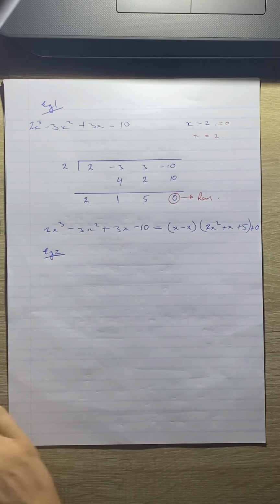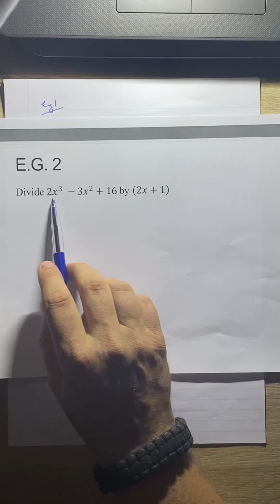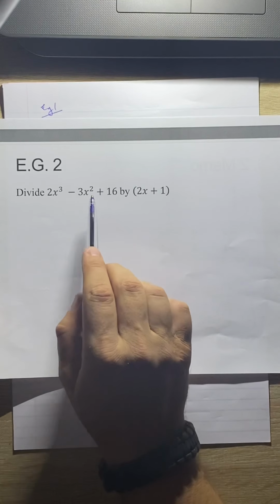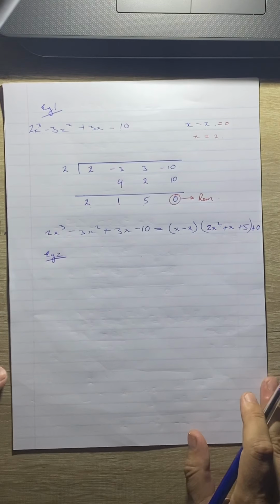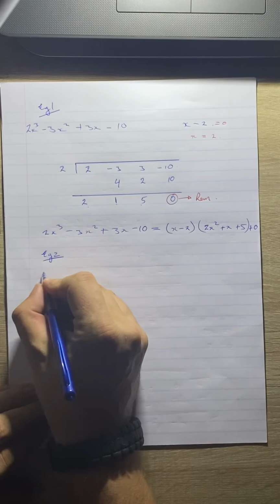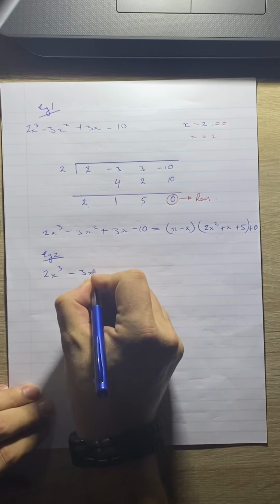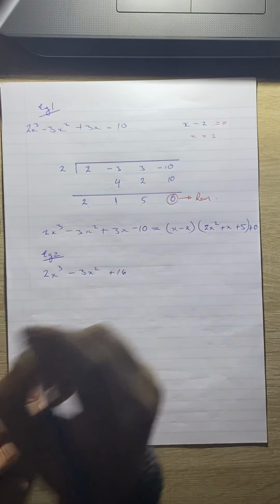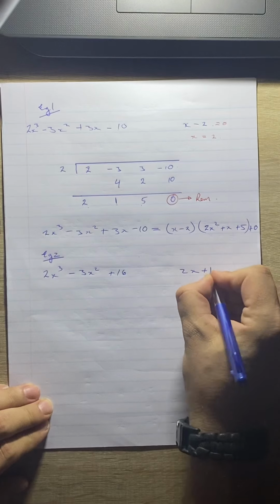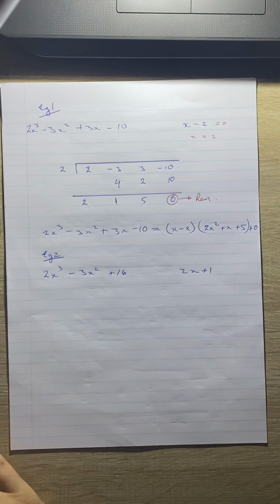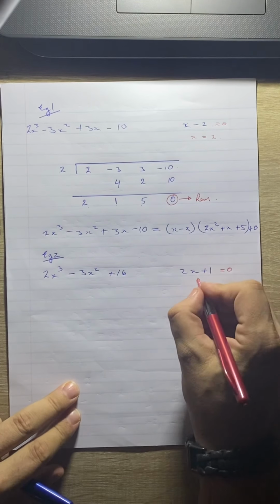So what we want to do, I'll just show you what the example looks like. We want to divide this 2x cubed minus 3x squared plus 16 by 2x plus 1. So we want to divide 2x cubed minus 3x squared plus 16 by this 2x plus 1. Just like I did before, I'm going to set this equal to 0, and then I'm going to solve.